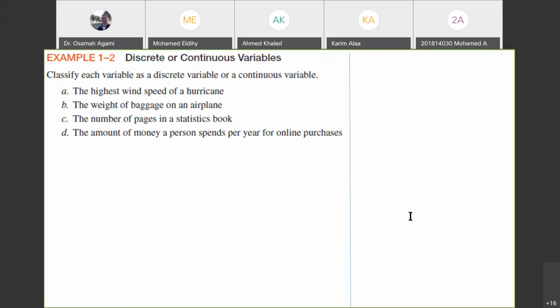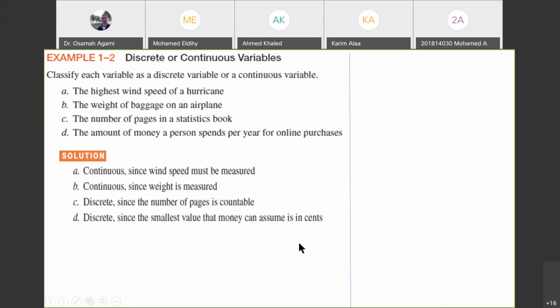B, continuous, because this is a weight. Thank you very much. Omar, thank you very much. Excellent. Number C, the number of pages of statistics, discrete. Okay, excellent. The amount of money a person spends per year. The amount of money, continuous. Yes, excellent. Thank you very much.